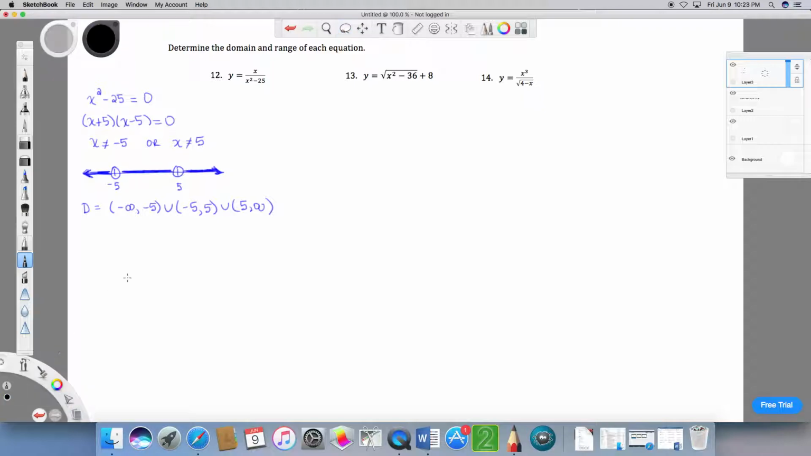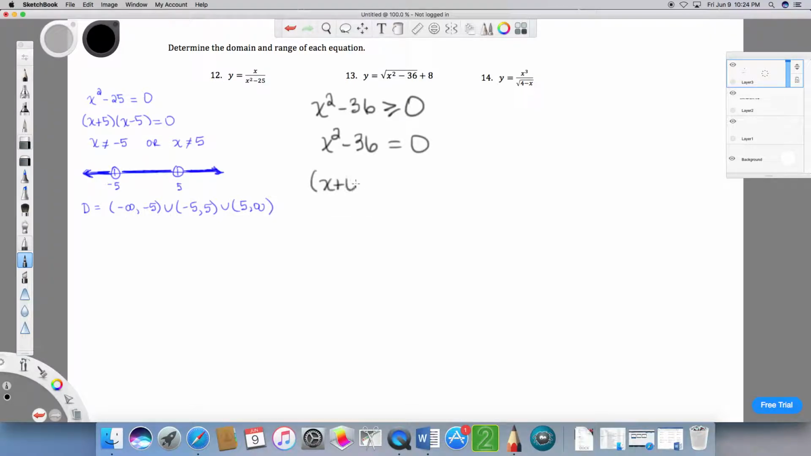So let's move on to finding the domain here in problem number 13. We don't have any variables in a denominator, so we don't have to worry about division by 0, but we do have a variable that's underneath a radical, underneath a square root. So this x squared minus 36 has to be 0 or positive. To solve a quadratic inequality, let's first just set this equal to 0 and solve this equation.